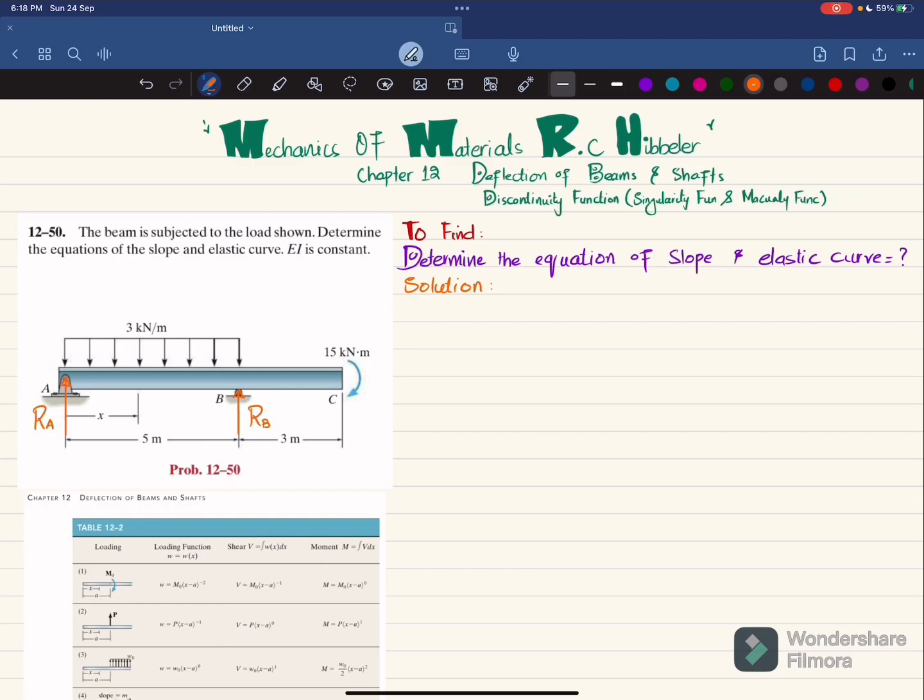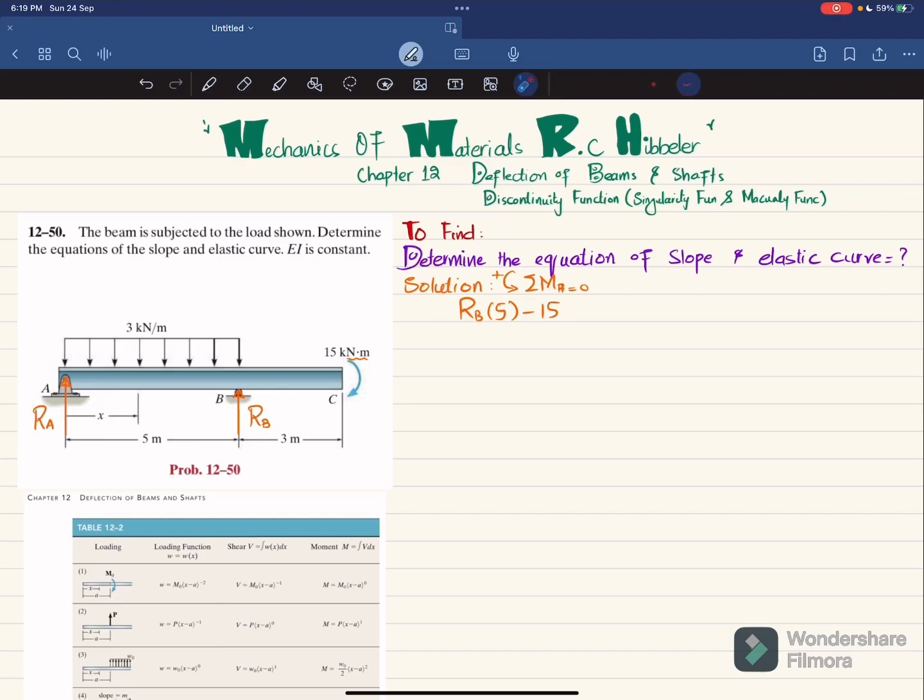So let's find this RB by using the equation of equilibrium, that the sum of all moments about point A is equal to 0, taking the counterclockwise moment as positive. So about point A, the first moment will be this RB into the perpendicular distance, which is 5, and this is producing counterclockwise, so it will be positive. So I will write RB into 5. The second moment is this external moment that is clockwise, and 15 kilonewton into meter.